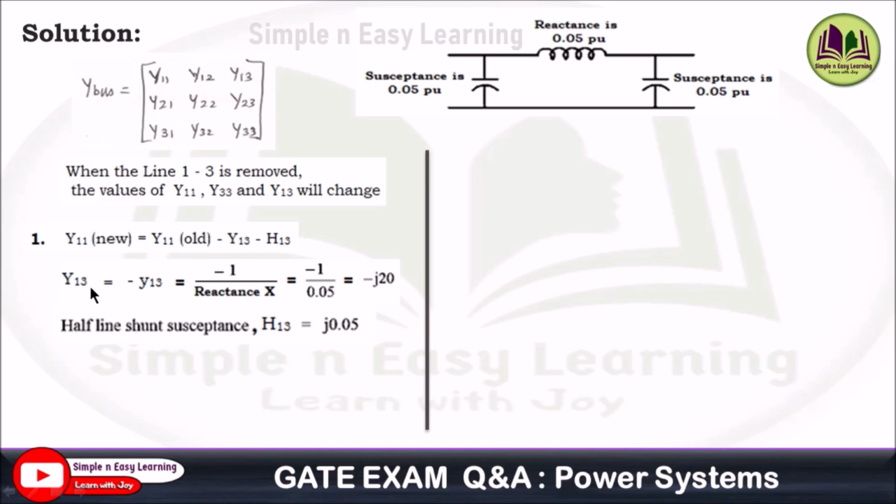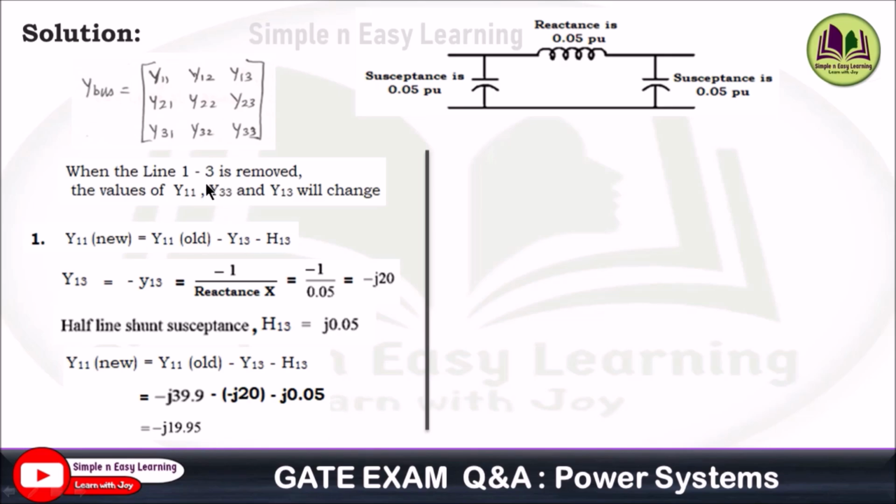So that is your y13, and the second is H13, the half line shunt susceptance, which is given as 0.05 in the problem, and in the diagram also you can see it. You can substitute these two values and y11 old from the given matrix. So you take minus j39.9, and this is minus of minus j20 for y13, and H13 is minus j0.05. Substituting these values and calculating, you will get minus j19.95. So y11 new is minus j19.95.